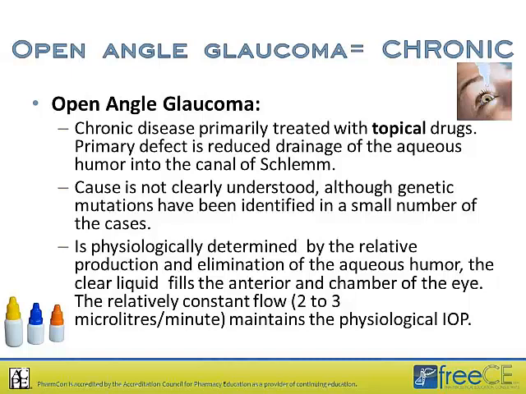The cause is not clearly understood, although genetic mutations have been identified in a small number of cases. It's physiologically determined by the relative production and elimination of the aqueous humor. That's that clear liquid that fills the anterior chamber of the eye. We are constantly making and draining this aqueous humor. We have a constant flow of 2 to 3 microliters per minute. And that's what maintains the physiological IOP. So we're always making new aqueous humor and we're always draining it out. So if we're making too much or draining too little, we're going to have an increase in intraocular pressure.